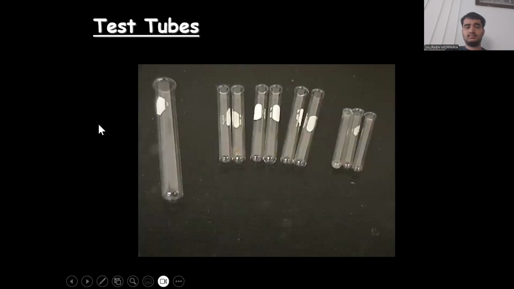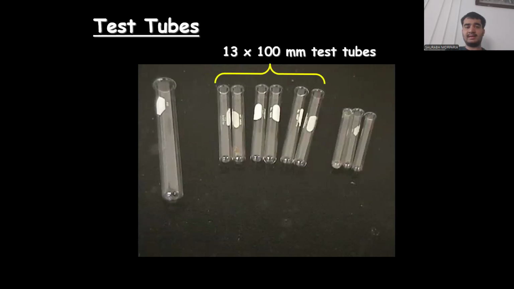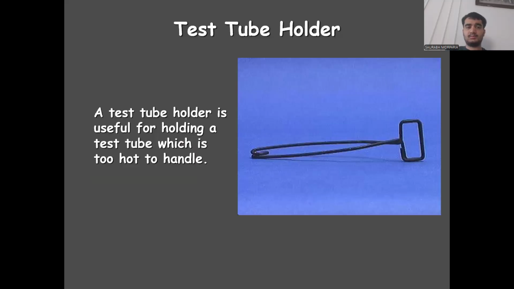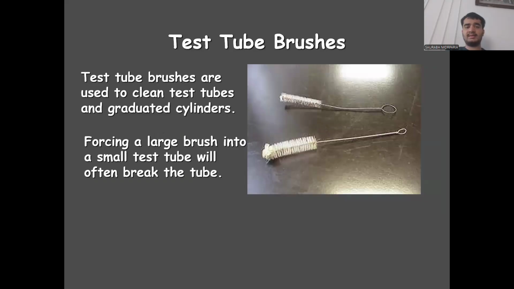Test tube. Test tubes are available in various sizes, that is the 13 into 100 mm test tube. This is the 10 into 75 mm test tube, and this is an ignition tube. Test tube holder. A test tube holder is useful for holding a test tube when it is too hot to handle. Test tube brushes are used to clean the test tube and graduated cylinder. Putting a large brush into a small test tube will often break the test tube.